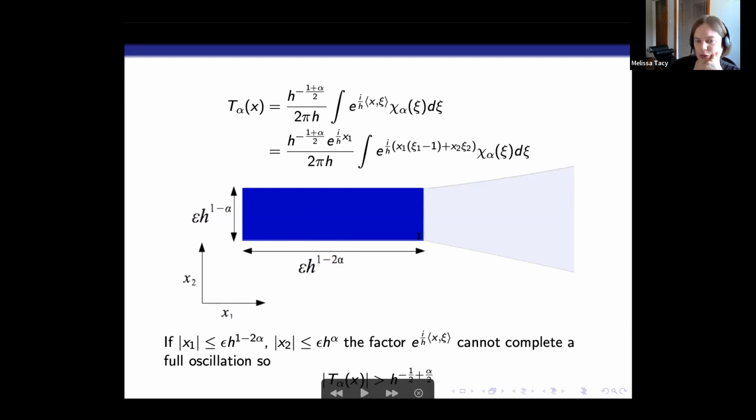So now I've got this little blue region, and in that region, I can treat the oscillatory factor in the integral as if it was 1. Now, it's important that T alpha of x is not 0 off the blue region. It's something else there, and we don't really want to worry too much about what it is. We just want to focus on this blue region. So if I focus on the blue region and treat that like it's 1, I get that T alpha on the blue region is greater than h to the minus a half plus alpha on 2.